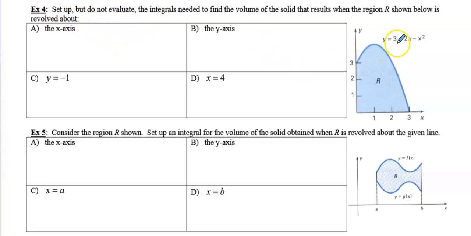And again, we're just trying to find the integrals that are going to find the volume of a solid resulting from the region R, which is shown below, and we're going to revolve it around these four things. So the first one's the x-axis.